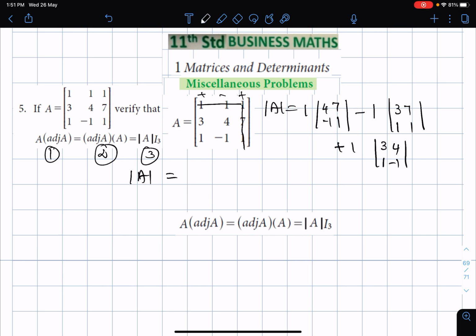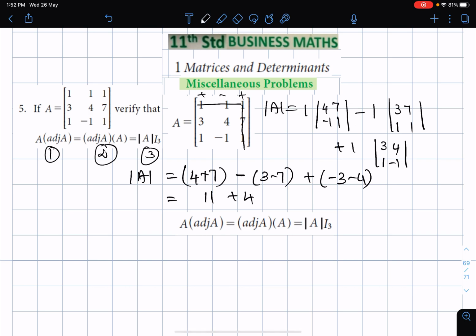Now expanding this, you will get determinant A equal to 1 into (4 plus 7) first minor, minus (3 minus 7), plus (minus 3 minus 4). So that is going to be 11 minus into minus plus 4 minus 7. So 15 minus 7 is going to be 8. So this is our determinant A. We have got determinant A as 8. Let us keep this aside.